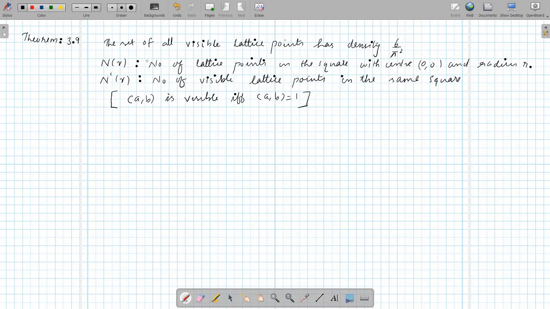First we will find N prime of r and N of r, and by taking the ratio N prime of r divided by N of r as r tends to infinity, we get what we mean by this density. In order to prove this, we will use the average order of phi of n. You can consider this theorem as an application of the average order of phi of n. First we count N of r, but before that we need to consider the xy plane.